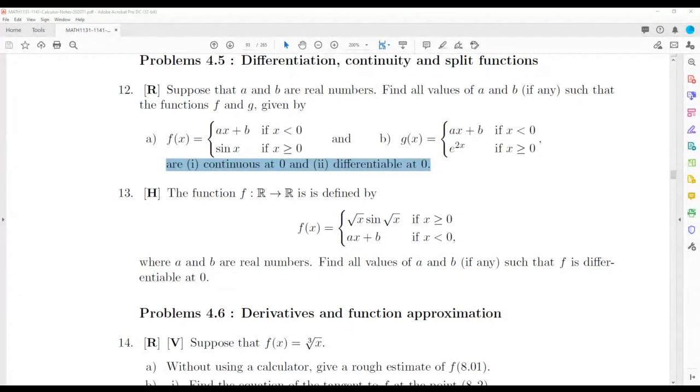This is your standard kind of question for this course, and it involves taking limits and just working through those things.